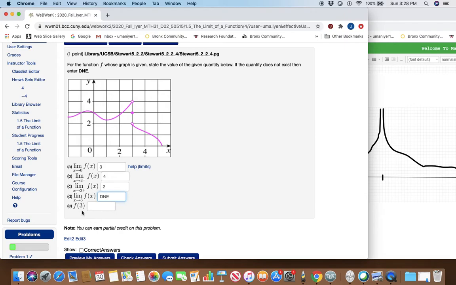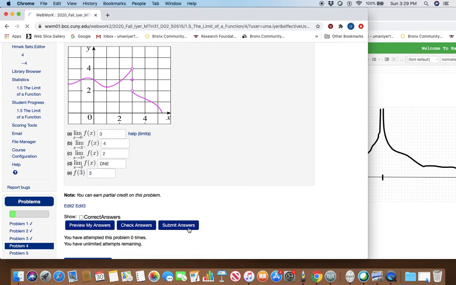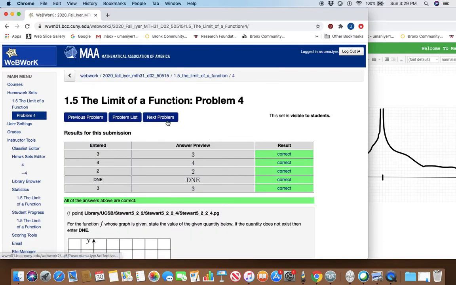What's the value at 3? At 3, the value is this height, which is 3. All right. Next problem.